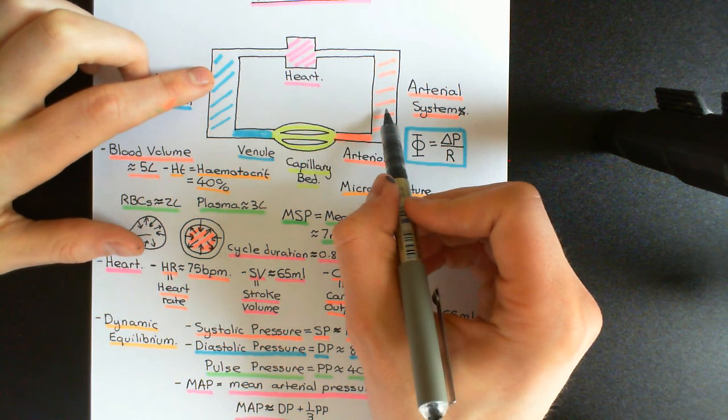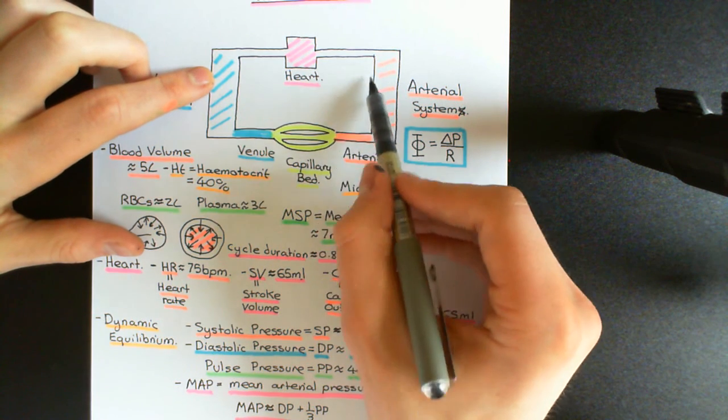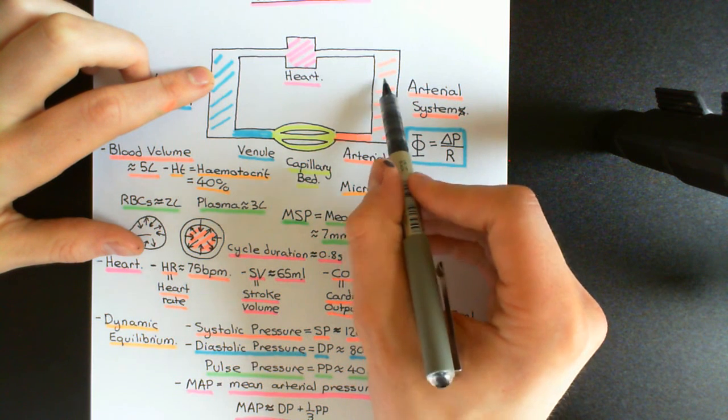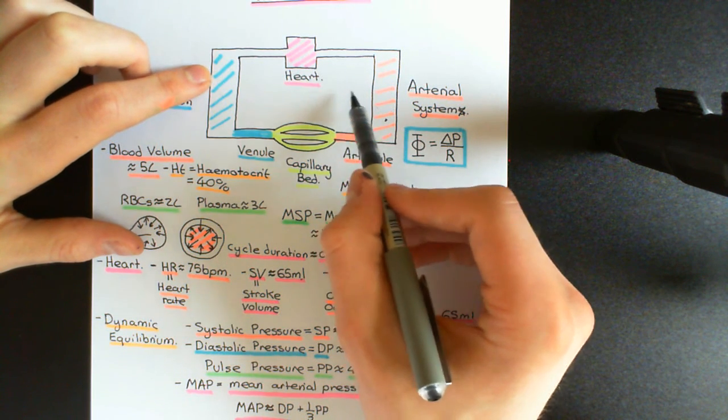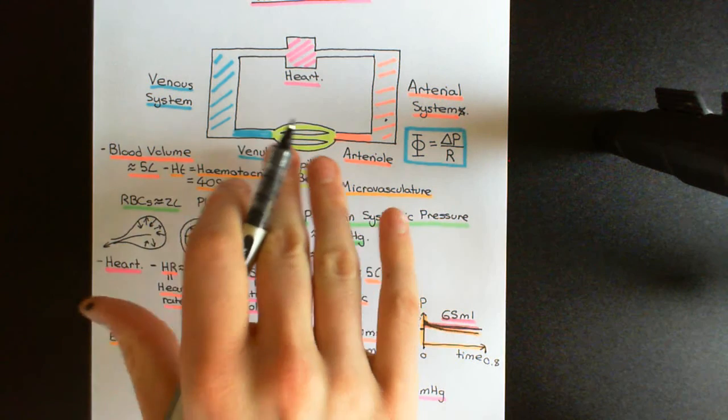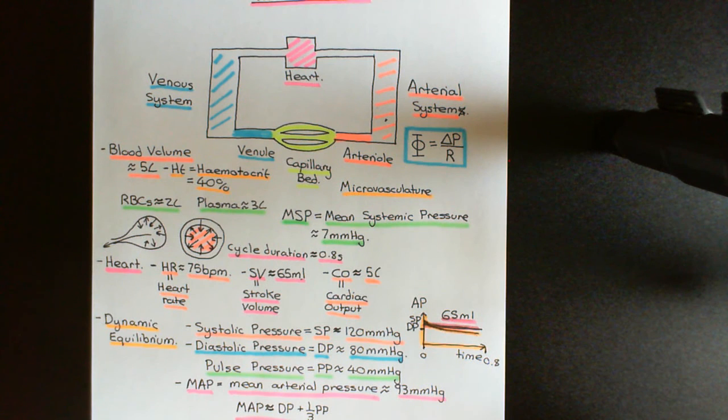So the heart's job, therefore, is just in maintaining mean arterial pressure. If the heart maintains mean arterial pressure, then blood flow through these microvasculature networks in the different portions of the body will remain constant.